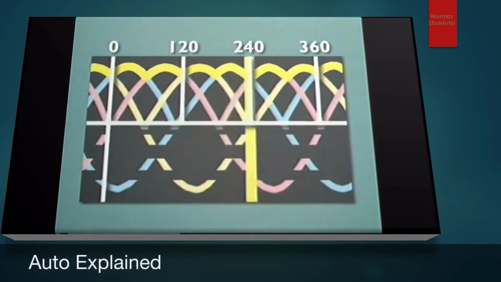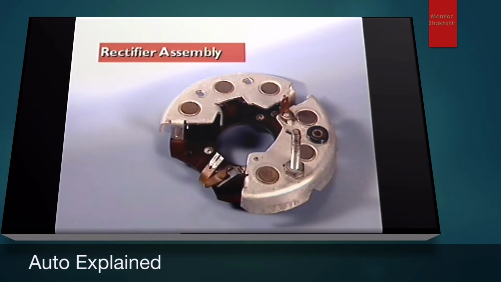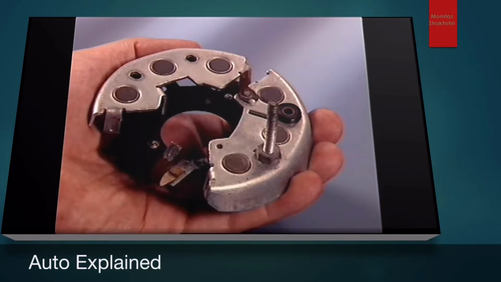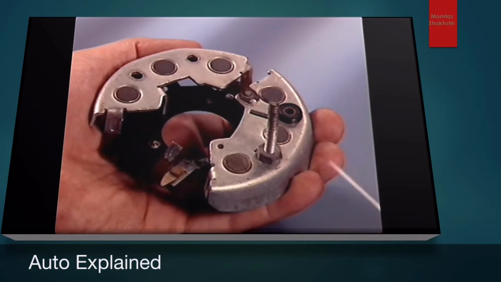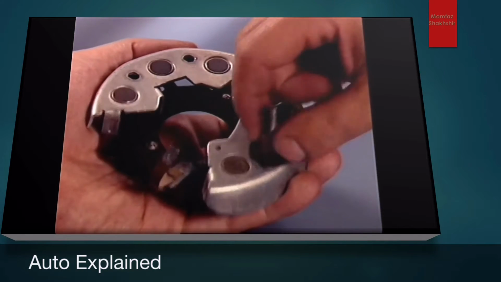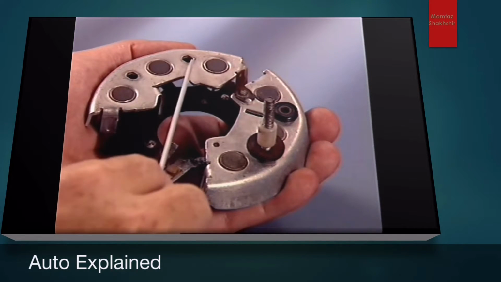This section examines the rectifier assembly. The diodes for rectification are mounted on heat sinks in packs of 3. One heat sink has 3 positive diodes and the other has 3 negative diodes. The positive diode heatsink is insulated from the frame and is connected through the output terminal to the battery positive or B plus terminal. The negative diode heatsink is connected to the frame, and this allows the return circuit via the battery negative terminal to be completed.